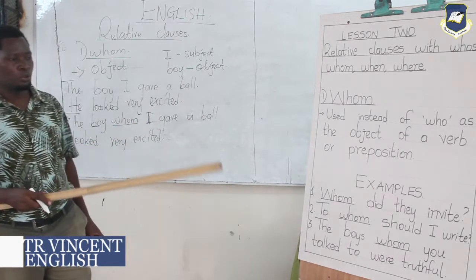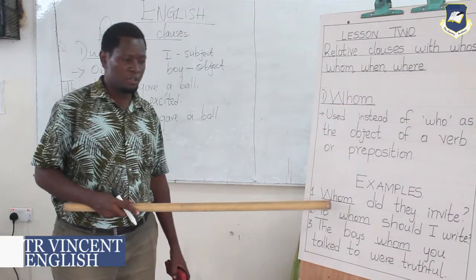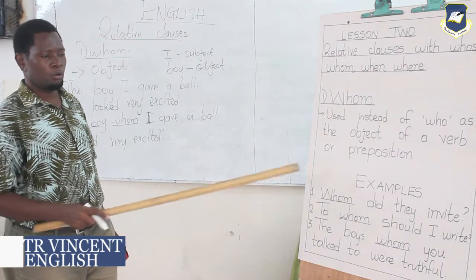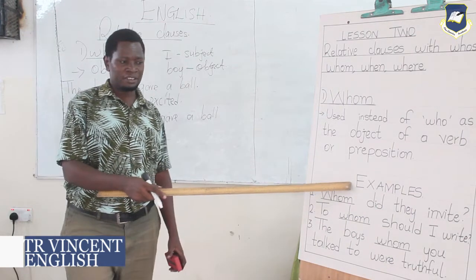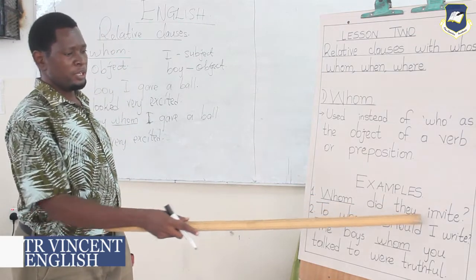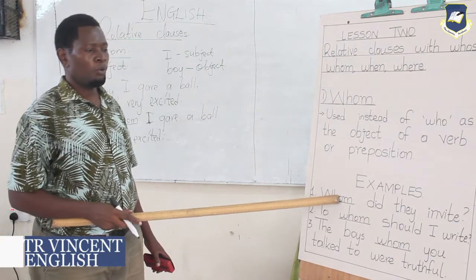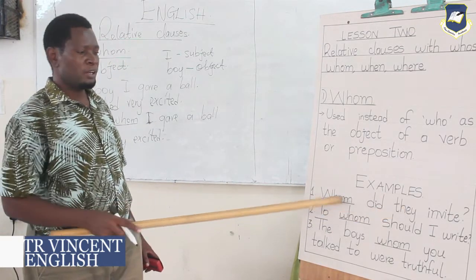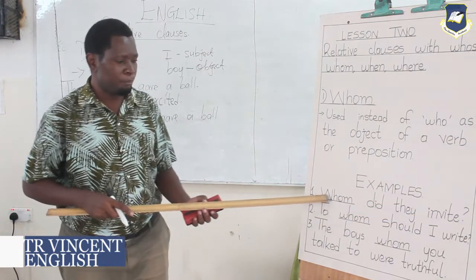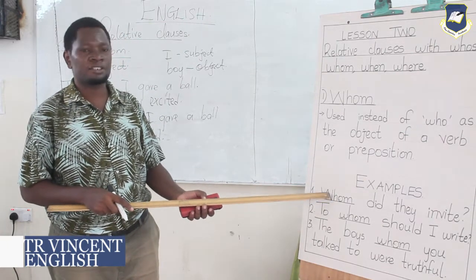I want us to look at some more examples on ways or different areas where we are supposed to use whom instead of who. Look at our examples. We begin with example 1. Dash did they invite? Now the act of inviting was done by them. Dash did they invite? So this person here or this noun here is actually acting as the object.